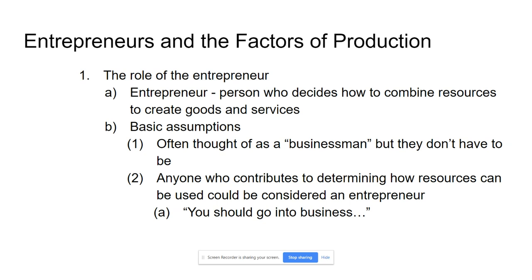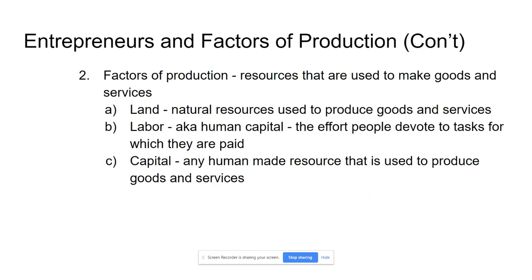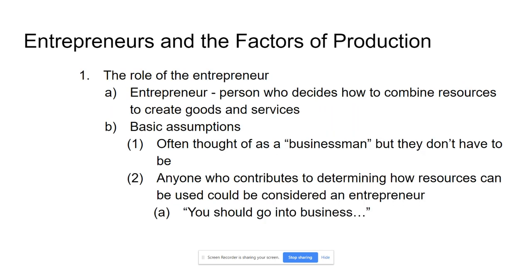And we'll get into what factors of production are right now. Factors of production are the resources that are used to make goods and services. Okay? Factors of production are resources that are used to make goods and services. Now, I'm going to jump back very quickly, before we finish up for the day. Knowing now what factors of production are, that might help some of you understand what an entrepreneur is.